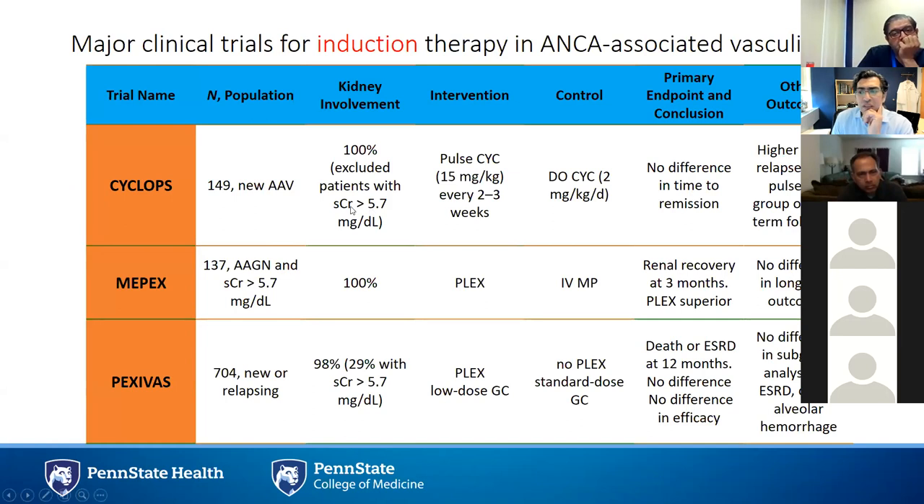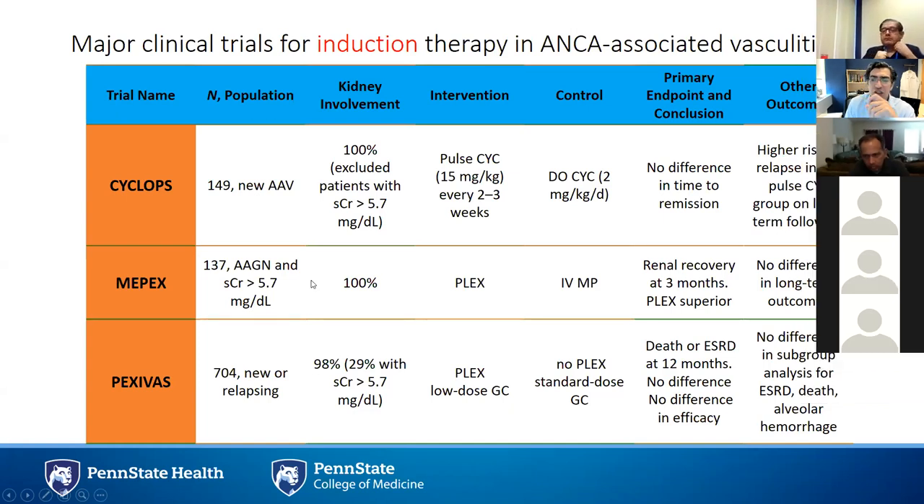One of the important trials is the CYCLOPS trial, 149 patients, and the intervention was pulse cyclophosphamide every 2 to 3 weeks versus oral cyclophosphamide. There was no difference between oral versus IV pulse, and there was a higher risk of relapse in the pulse arm on long-term follow-up. But there was another follow-up trial which showed the cumulative dose exposure was lower than the oral. Then the two classic trials, one is MEPEX, followed by PEXIVAS.